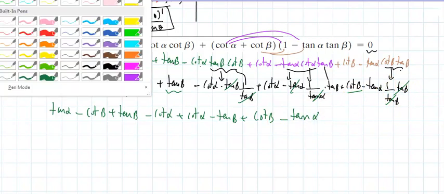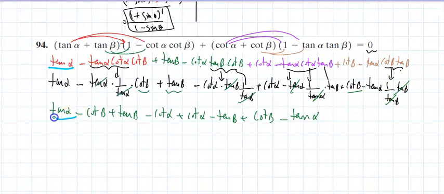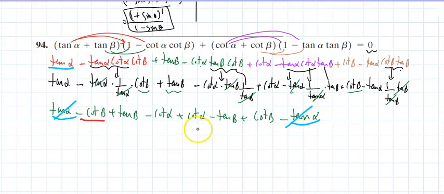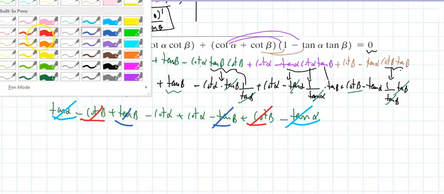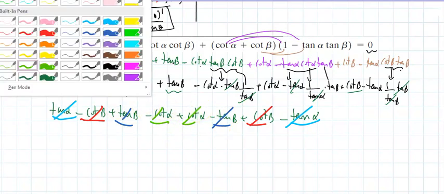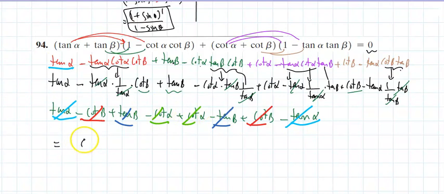And now if I glance at those, I'm looking for a tan of alpha. There's a minus. Those cancel out. I'm looking for cotan of beta. It is right there. One positive, one negative. They cancel out. I'm looking at tan of beta minus tan of beta. Those cancel out. And I'm looking at negative and positive. Those cancel out. All of these cancel out, and I am left with a 0. So a bit long, but not that hard if you just follow the steps.